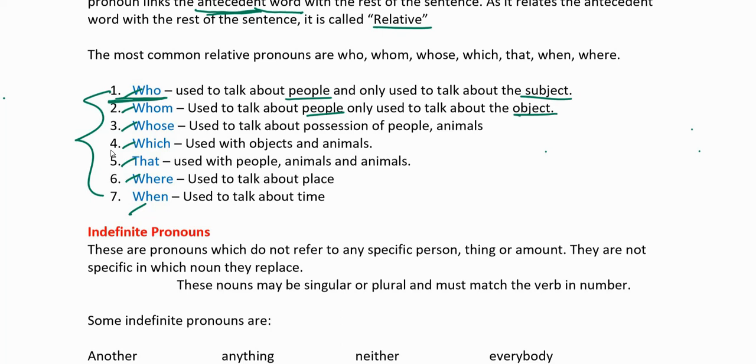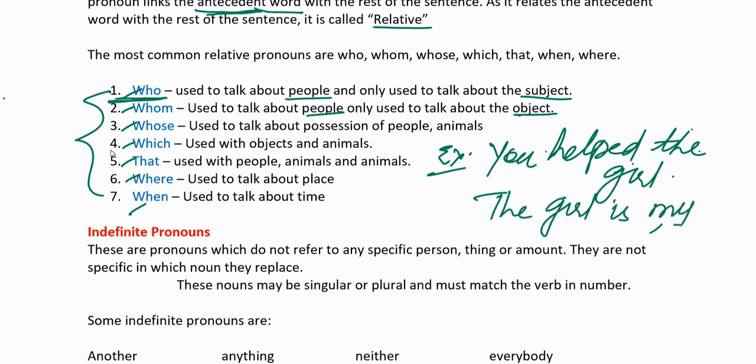And whom should also be used with people. You cannot use whom with animals and objects. If I write two sentences again, you helped the girl, the girl is my sister. Now these are the two sentences and both are talking about the girl. The girl here in the sentence is the object of the verb helped. You is the subject and the girl is the receiver of the help here.